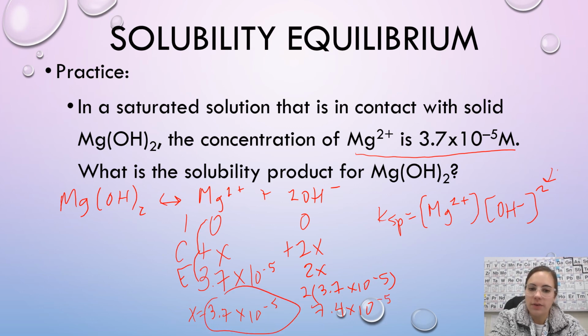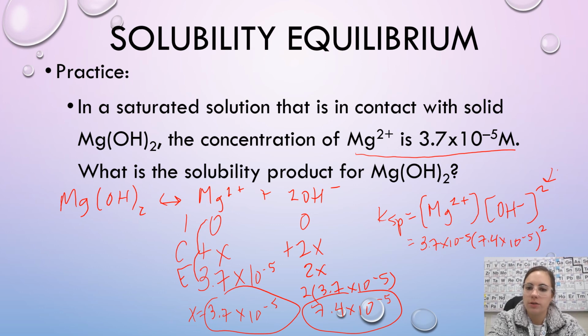Now I take these values and I plug them in my equilibrium expression. My equilibrium expression says concentration of hydroxide squared, so do not forget that. So the KSP of magnesium hydroxide is 2 times 10 to the negative 13.